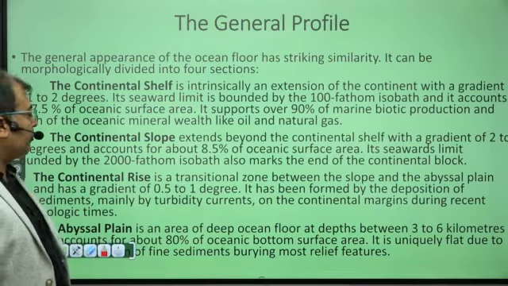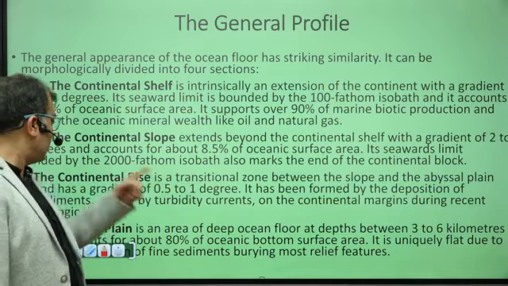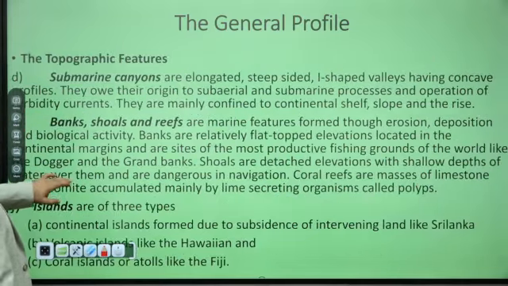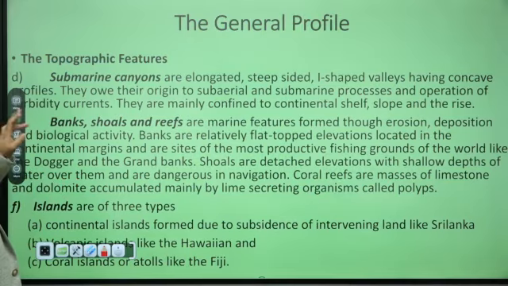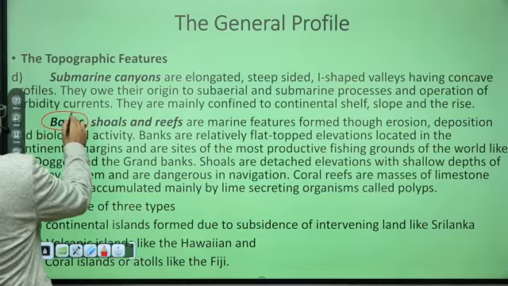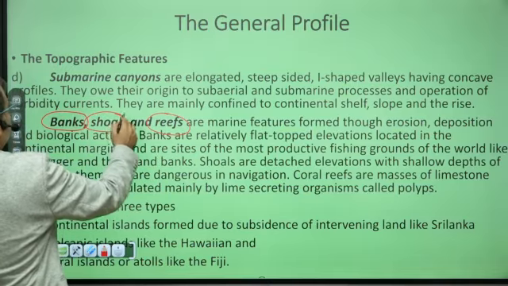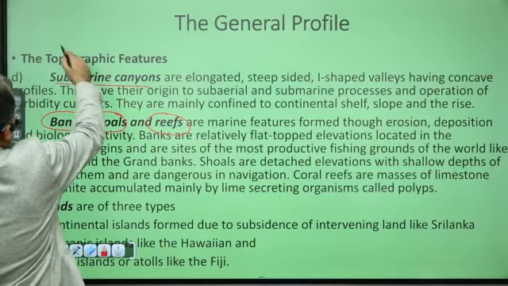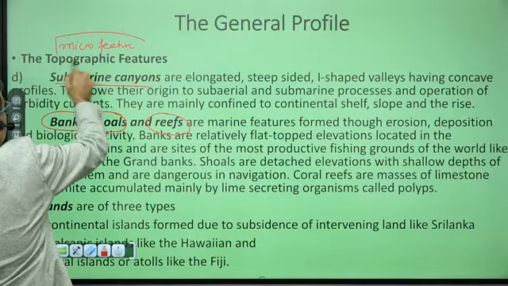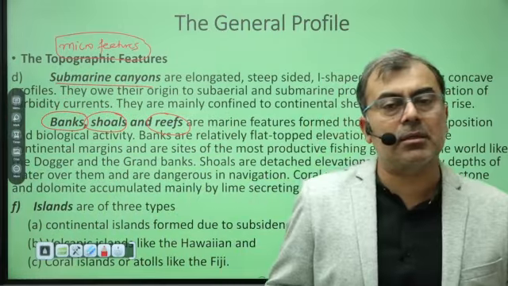Slope is 8.5%. Continental rise is a transitional zone. We'll talk about continental rise after this. Abyssal plain, we are done with this. I thought of talking about this. Bank, shoal and reef. What are these? I'll also be talking about this. So now we are talking about the micro features. Macro done. Macro par hi I'm going to plant micro features.